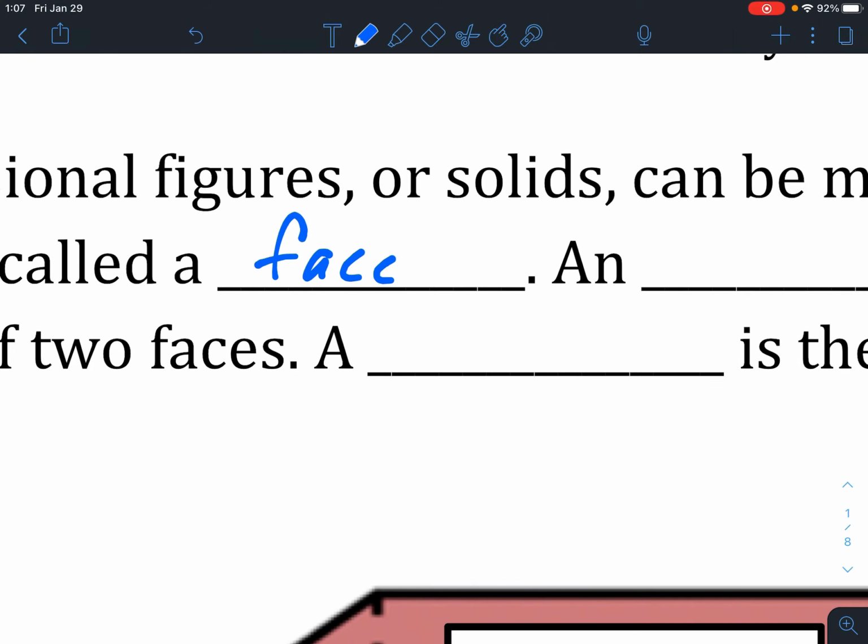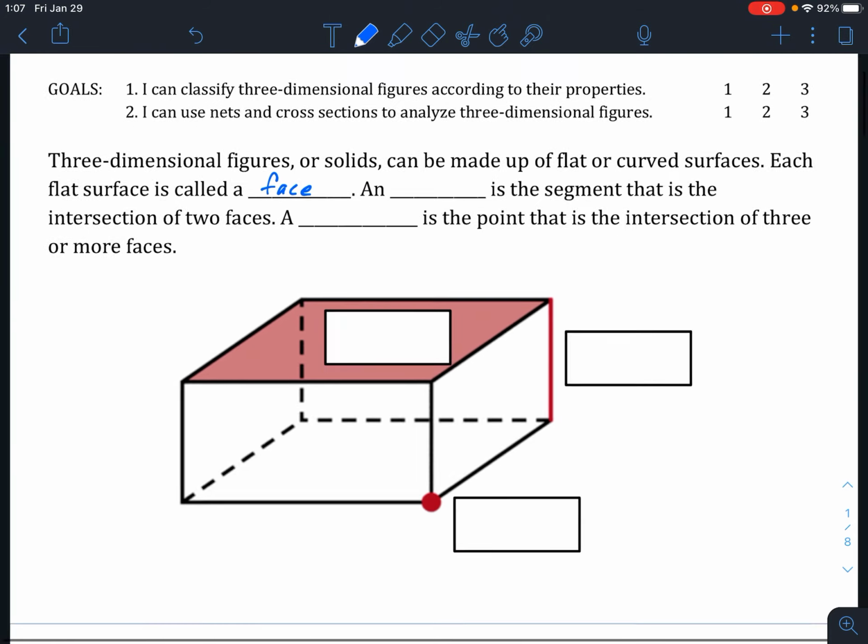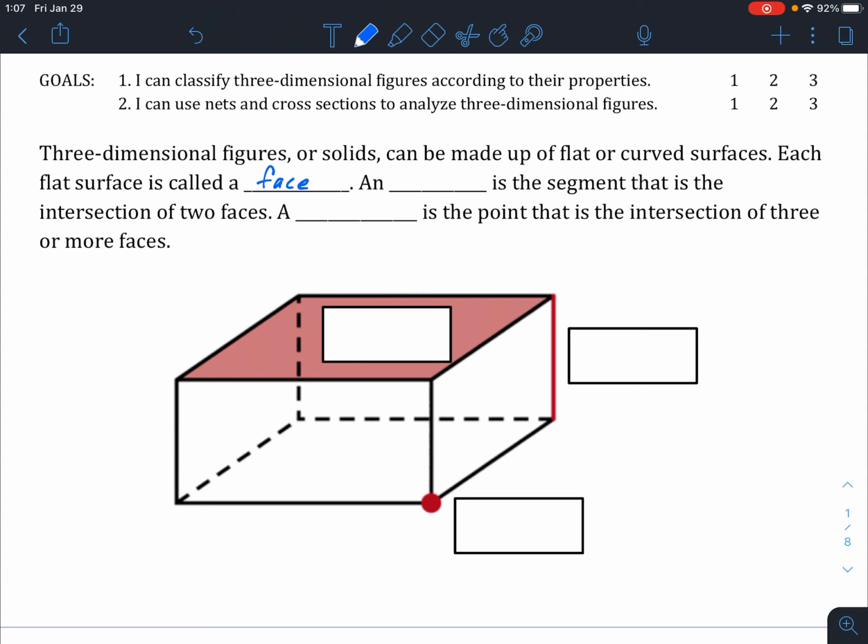All right, so if you look down at our picture down here, this figure actually has 6 faces if you count it all the way around the sides. Starting with this red one on top, that's one of the 6 faces.